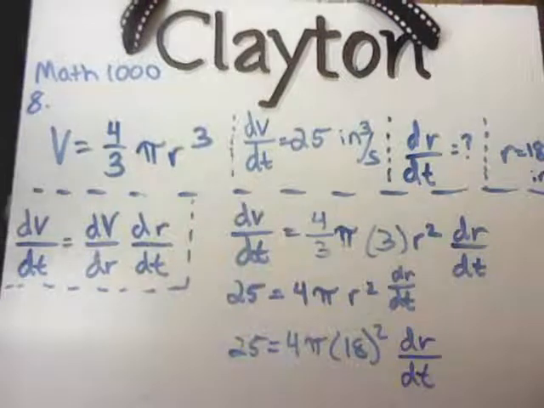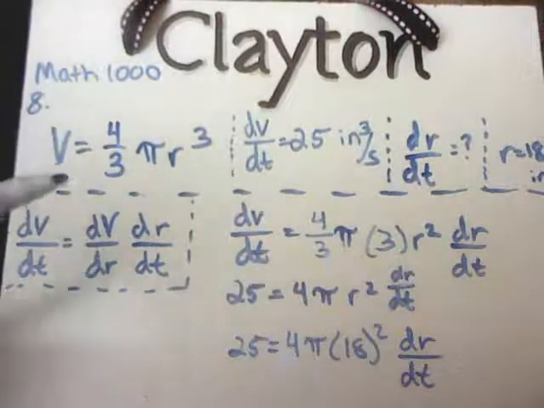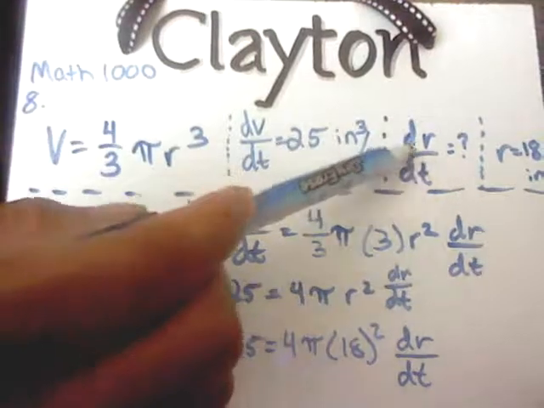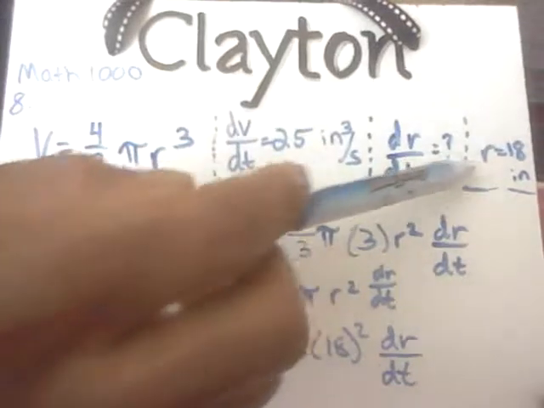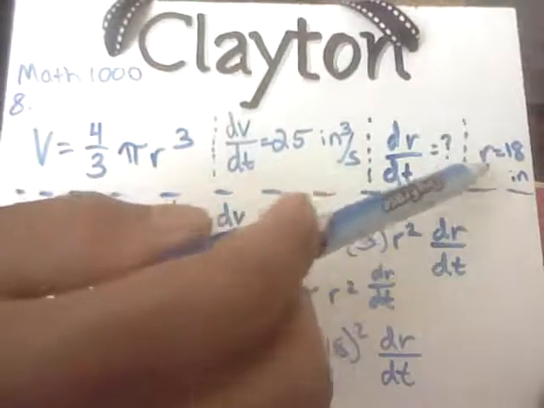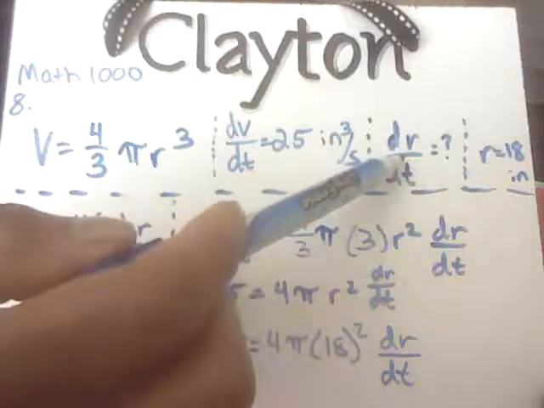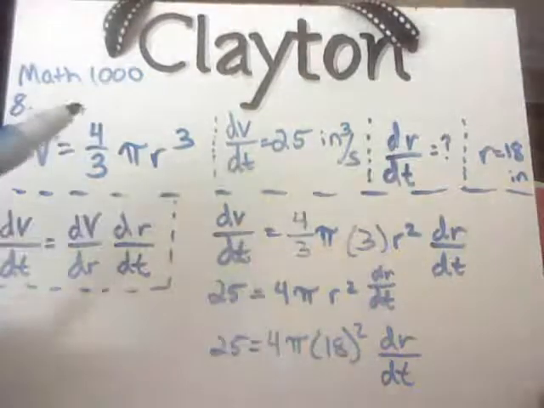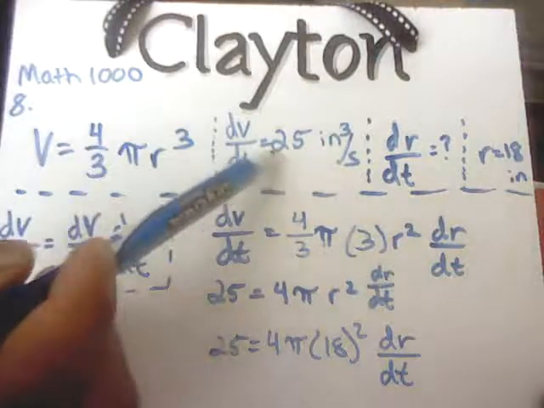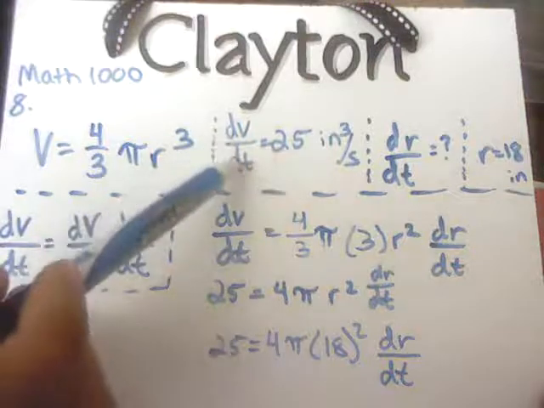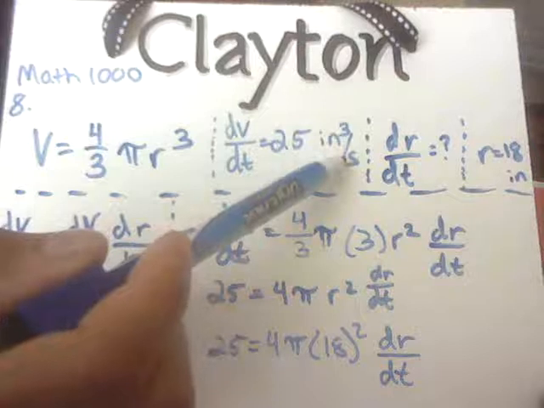Alright, so in this problem, we are asked to find the rate of change in our radius, dr over dt, at the point r equals 18 inches. So when the radius of the balloon is at 18 inches, how fast is the radius changing? The problem also gives us the current rate of change in volume, dV over dt equals 25 cubic inches per second.